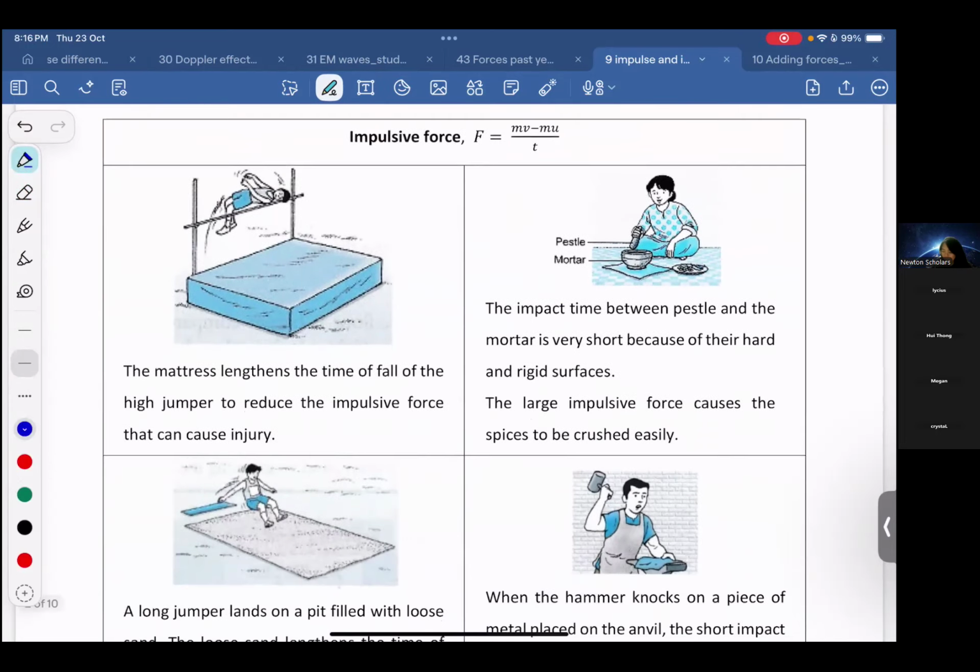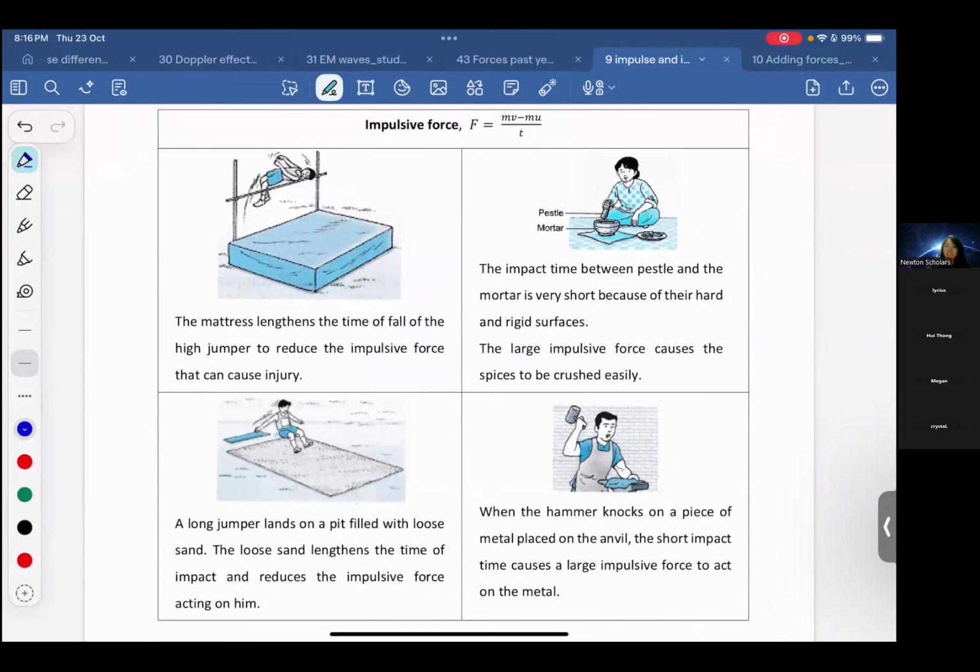Here are some examples of where we apply impulsive force in our life. Sometimes we want our impulsive force to be high. Sometimes we want our impulsive force to be low. It depends on your application. For example, this one, the high jumper. You want to reduce the impact when you jump and then fall down.